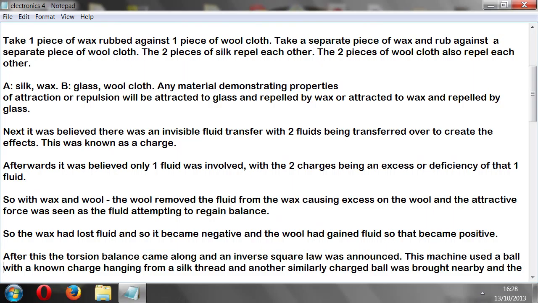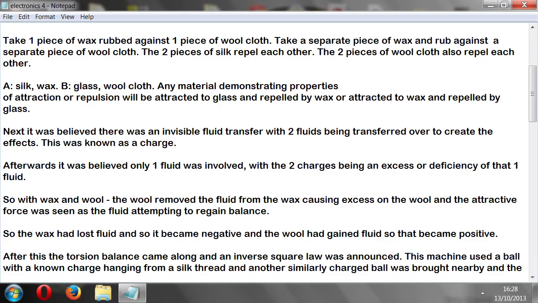But anyway, so the idea was that the wool removed the fluid from the wax. So you rub them together. The wool is taking the fluid away, causing excess on the wool. So there's too much on the wool. There's less on the wax, and so the attractive force is some sort of attempt to regain balance or equilibrium, just a level playing field. So yeah, the wax lost fluid, so it became negative, and the wool gained fluid, so it became positive.